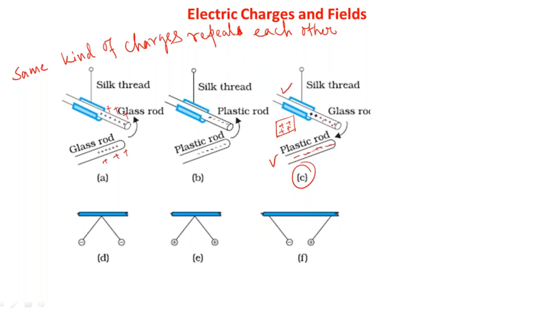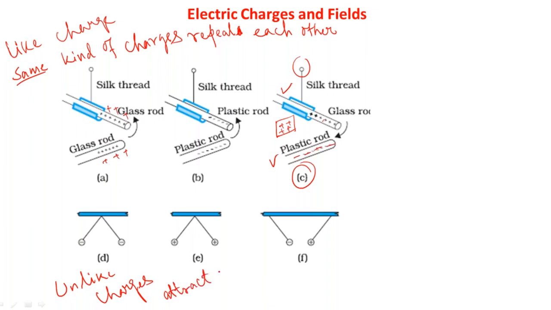That means the plastic rod will have an excess of some charge and the other one will have an excess of some other charge. So in this case we can see, since these two are attracting each other, we can say from this third experiment that unlike charges attract each other. Same kind of charge means like charges, and this is unlike charges. Unlike charges attract each other.